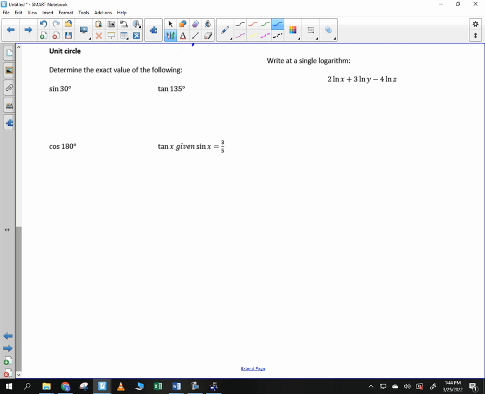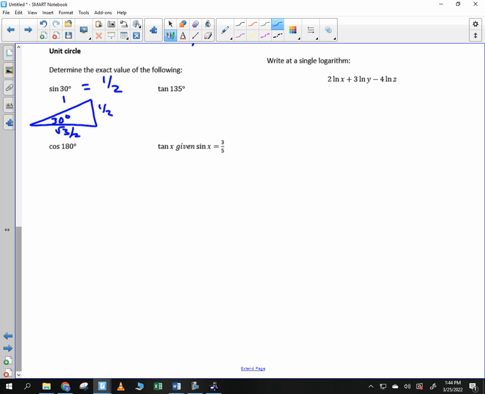Unit circle. Do you know the exact value of sine of 30 degrees? Yeah. What is it? 1/2. So if you make a 30-degree angle, you can see that this is 1, this is a half, and this is root of 3 over 2. So the sine of 30 is going to be the y value, which is 1/2.